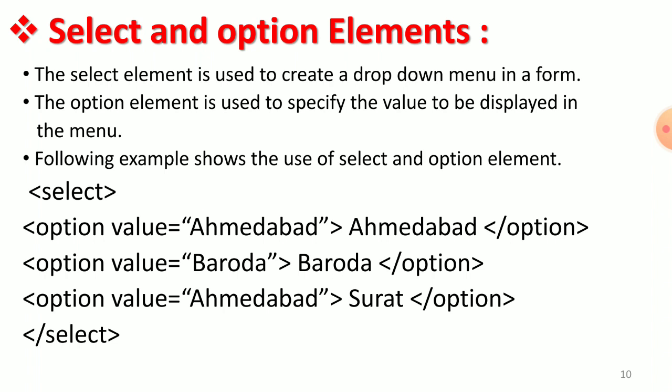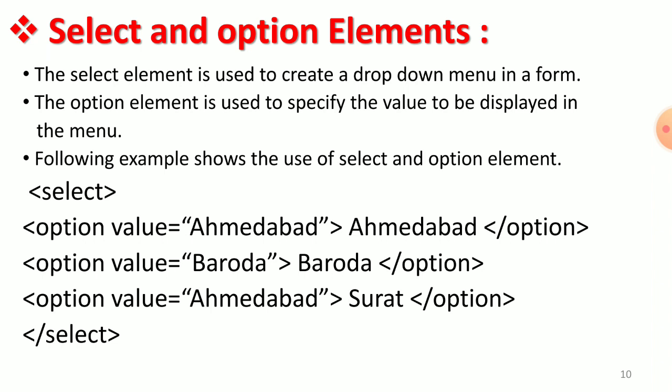Next is select and option elements. What is select and option elements? The select element is used to create a drop down list or menu in a form. The option element is used to specify the values that are to be displayed in the menu. The tag select and slash select is used to create a drop down menu. The tag option and slash option is used to create the elements within the menu.